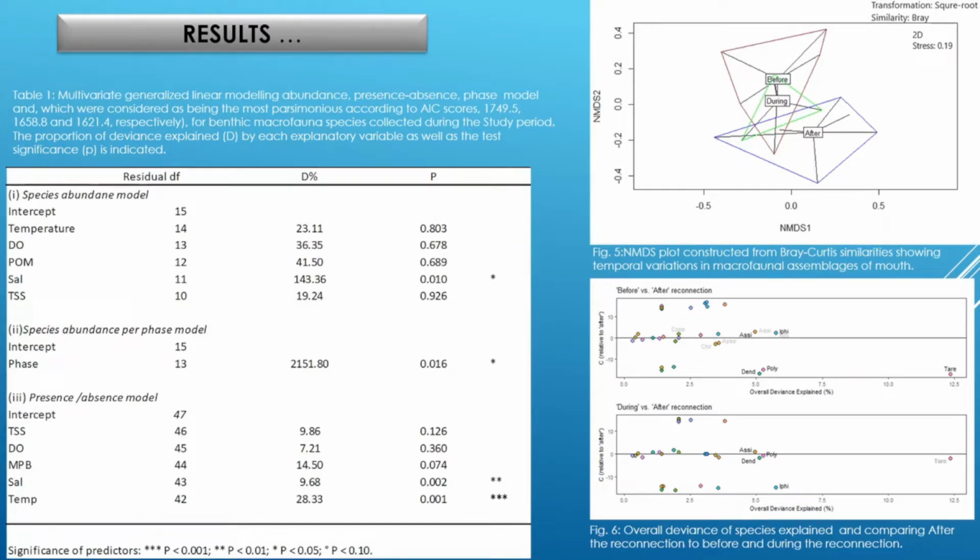Models in Table 1 show that salinity had a significant relationship with species abundance, while temperature and salinity had a relationship with the presence and absence of species. Phases were significantly different from each other, and the NMDS plot in Figure 5 was used to visualize these differences. Overall deviance in Figure 6 shows that before was dominated by estuarine species, while during and after were dominated by freshwater species.